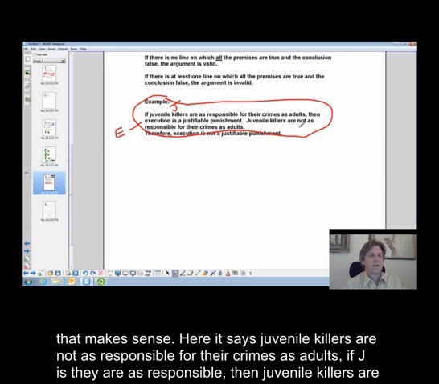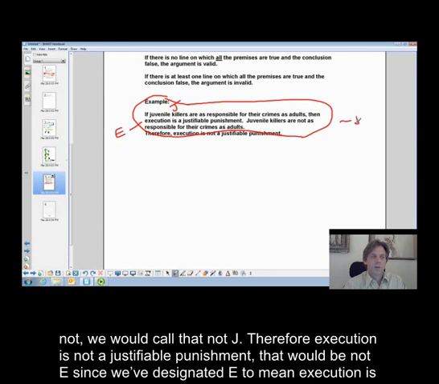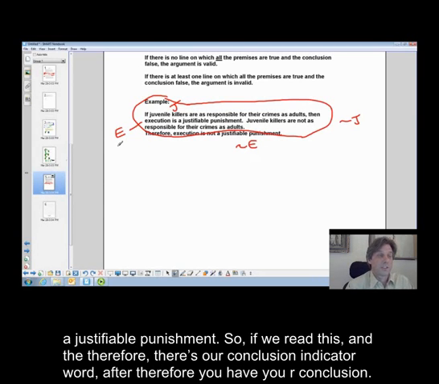That makes sense, right? Here it says juvenile killers are not as responsible for their crimes as adults. If J is they are as responsible, then juvenile killers are not, we would call that not J, right? Therefore, execution is not a justifiable punishment. That would be not E, since we've designated E to mean execution is a justifiable punishment. So if we read this, in the therefore, there's our conclusion indicator word. After therefore, you have your conclusion.